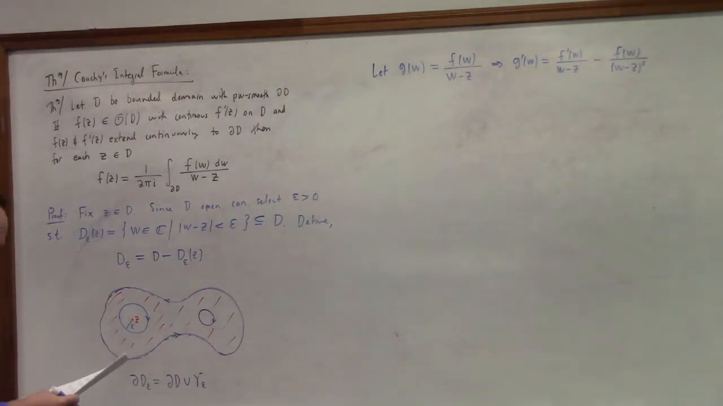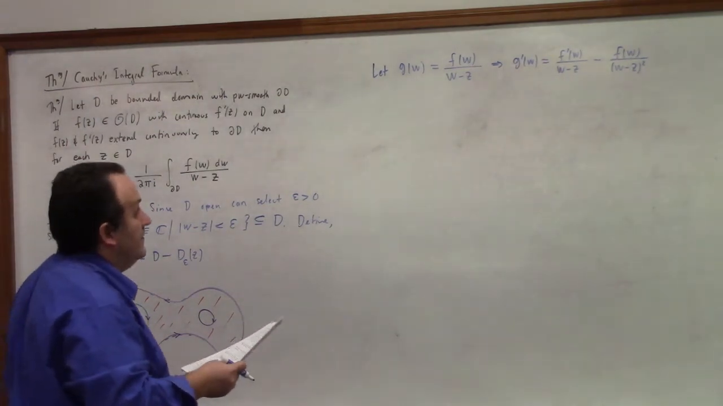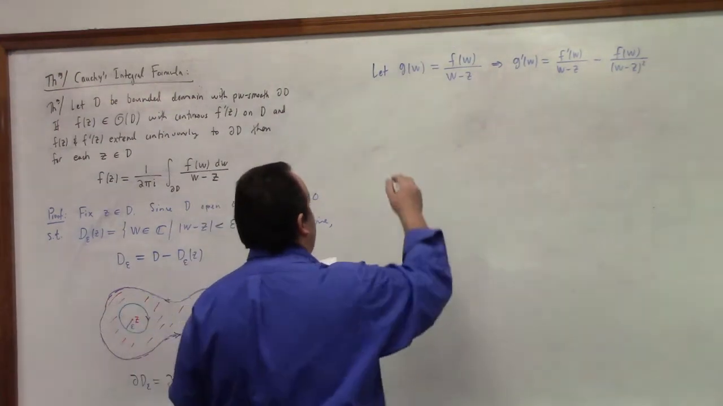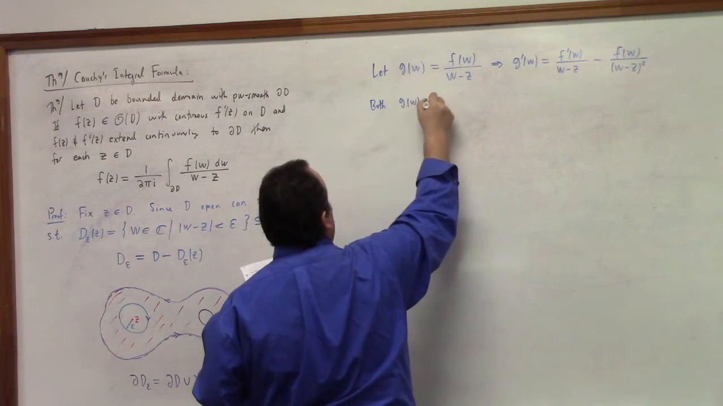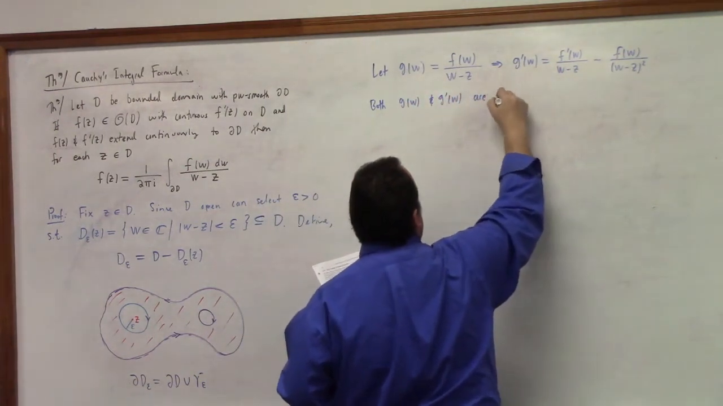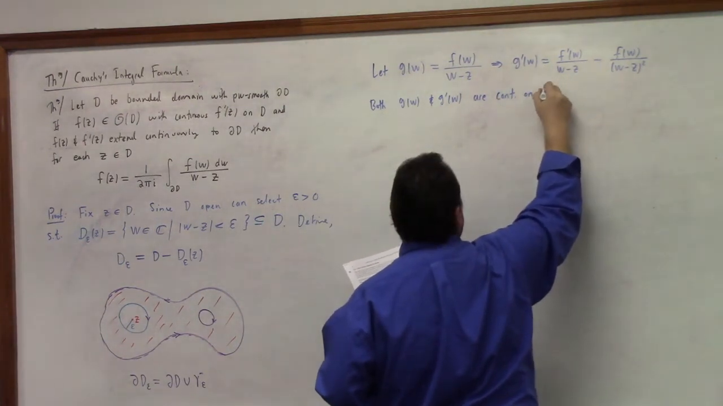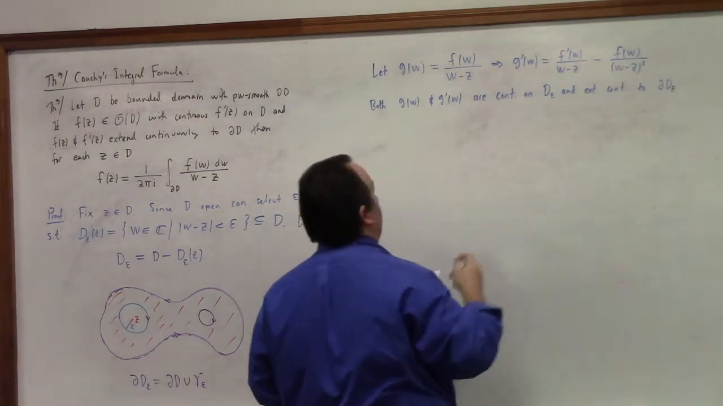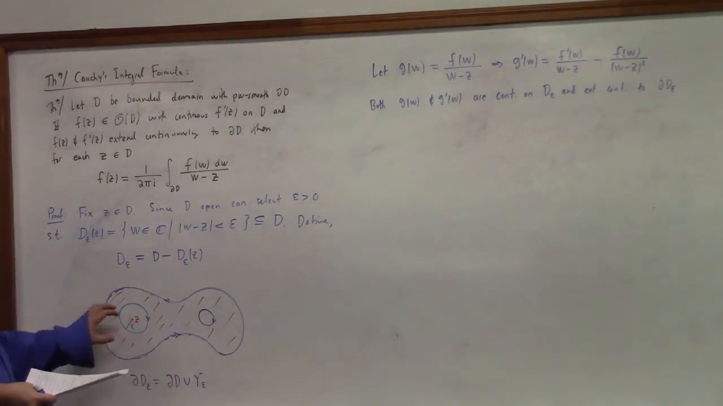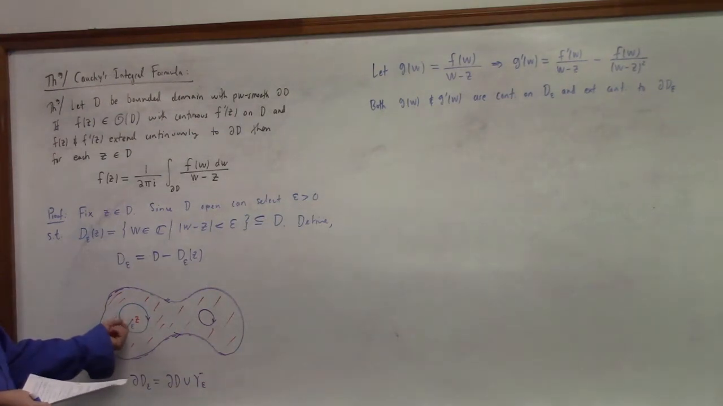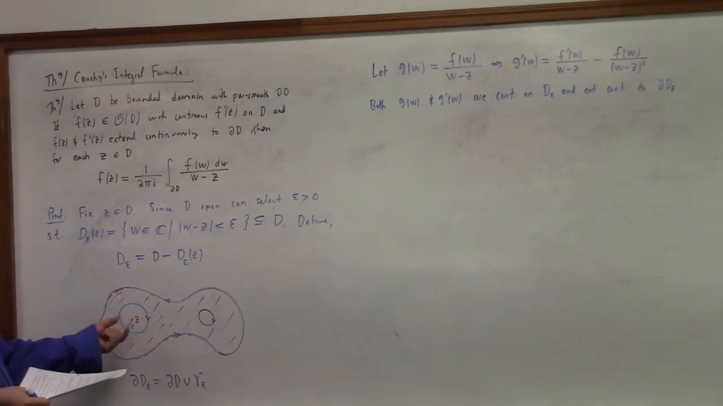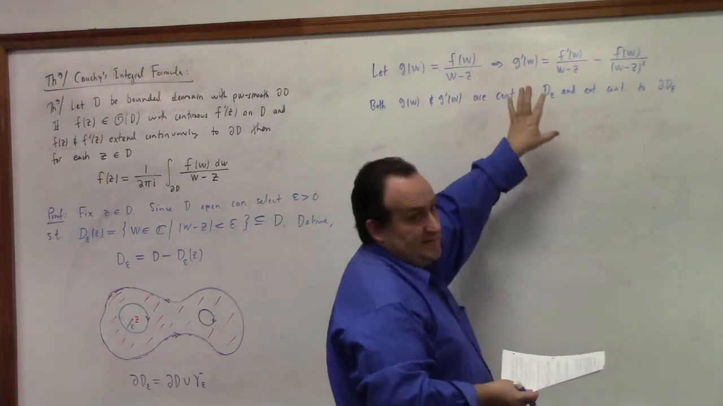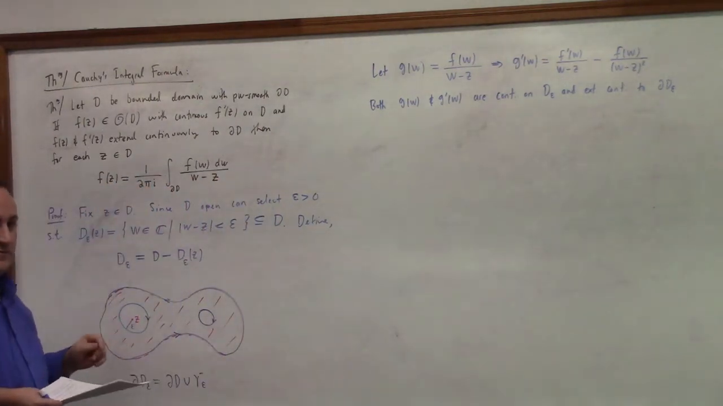Okay, so let's see here. What do we have? We can observe both G of W and G prime of W are continuous on D epsilon and extend continuously to the boundary of D epsilon, right? Agree? Because if you go a little bit past the blue circle, we're assuming that F and F prime are continuous there. The formulas for G and G prime just involve F, F prime, and division by something which is non-zero, because we're not at the center of the circle where we run into trouble, okay?